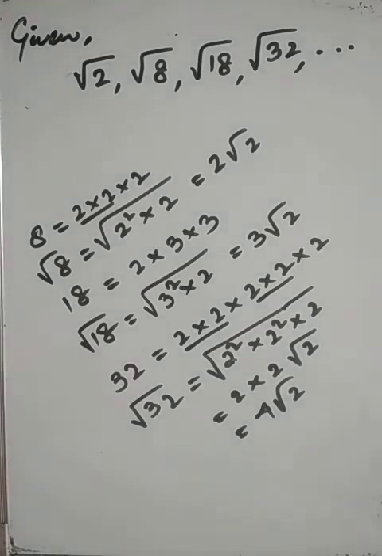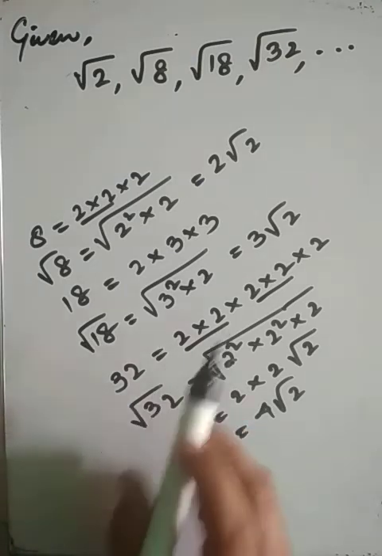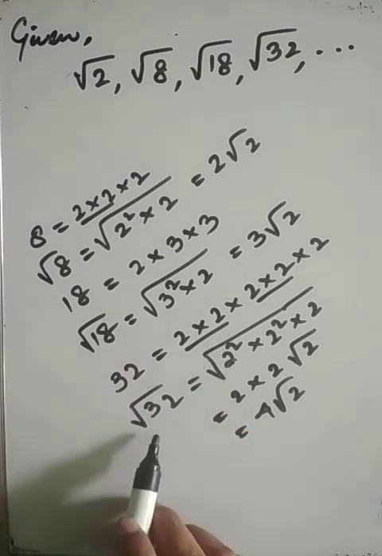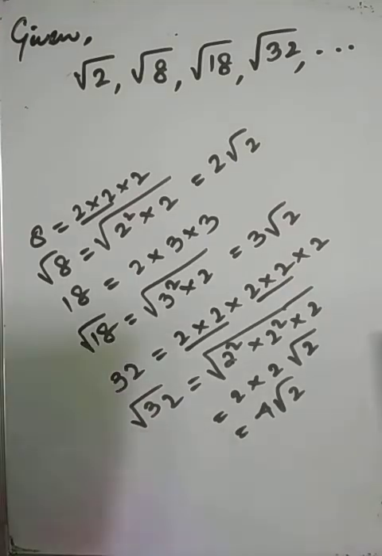So root 2 means there will be root 2 as it is. And what about root 8? It will be 2 root over 2. Now the next, root over 18, means 3 root over 2, and root over 32 will be getting 4 root over 2. So I will just wipe out this.